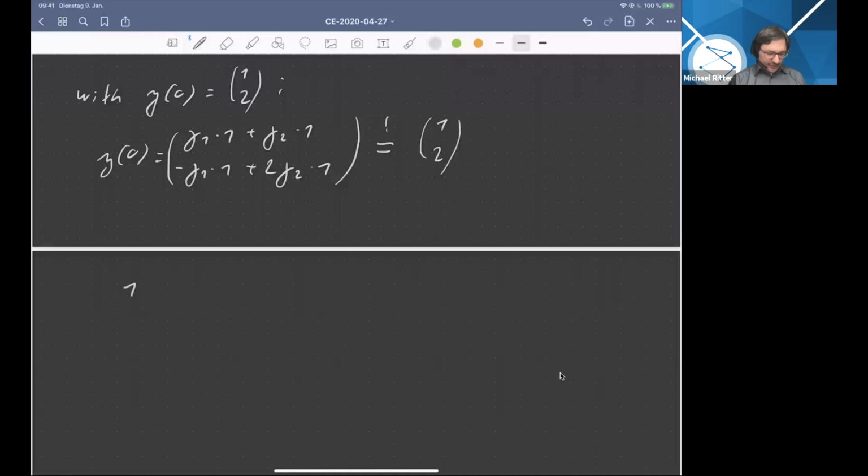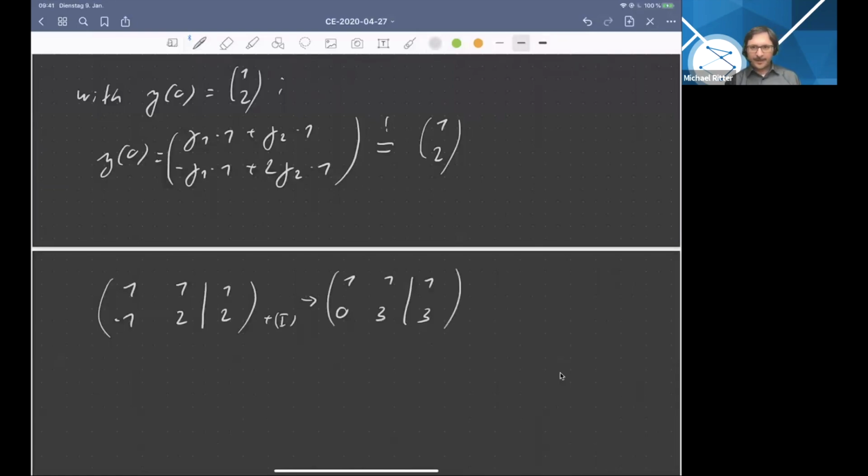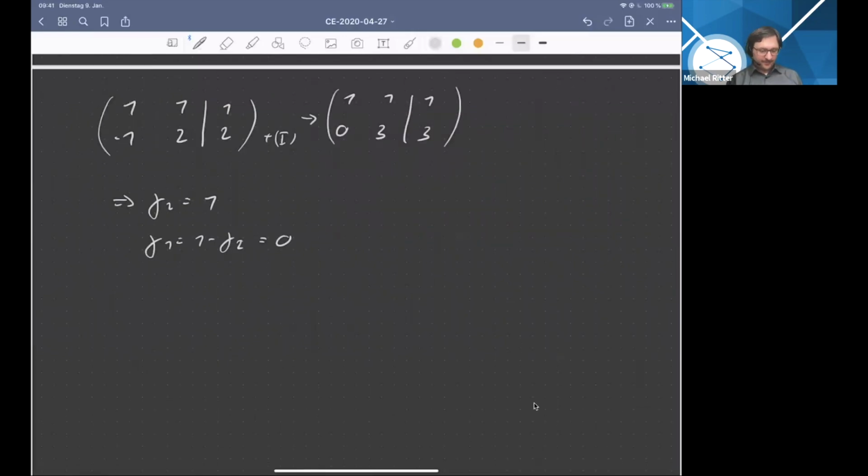So we just use Gaussian elimination once more. We have 1, 1 as the coefficients of gamma 1, gamma 2 in the first row, -1, 2 in the second row, and the right-hand side is 1, 2. To solve this, we just add the first row to the second row. The first row stays unchanged, and the second row becomes 0, 3, 3. That means gamma 2 needs to be 1, and gamma 1 is 1 minus gamma 2, so that is 0. So we have our constants, and that means we have our solution.